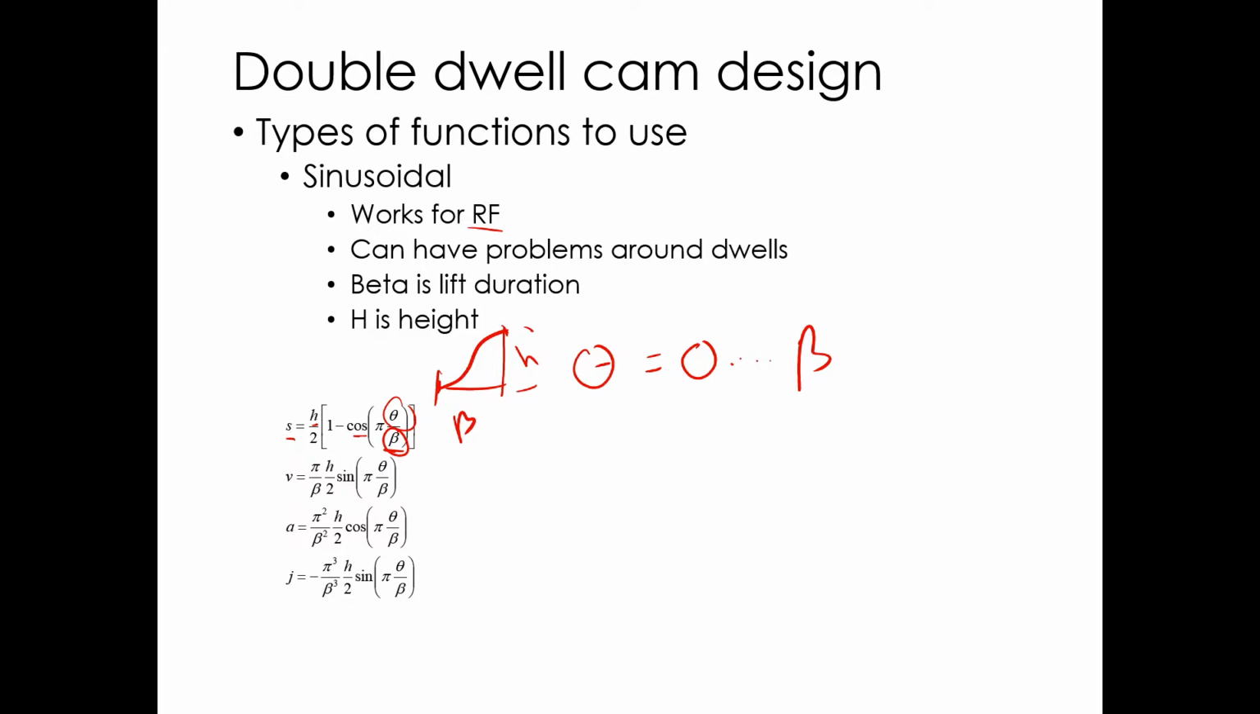So essentially what this equation gives us is the shape of a sine wave that goes from 0 here to h here over the duration of beta degrees or radians, or either way. And you can see that these divide out, so either set of units works because of this pi in here. So the cosine function we're going to do in radians, the theta over beta gets rid of units, and then it will be from 0 to pi radians.